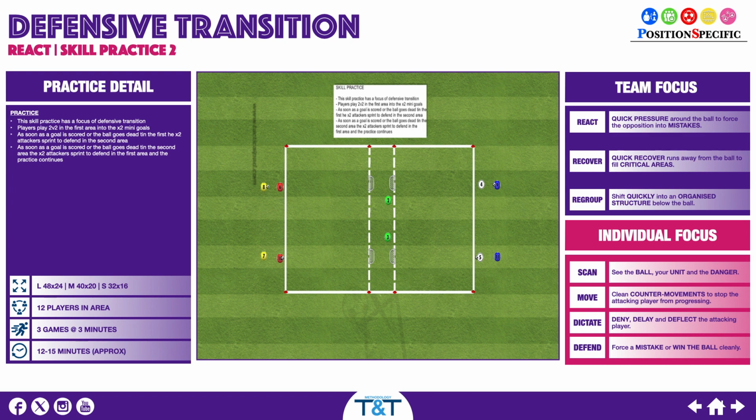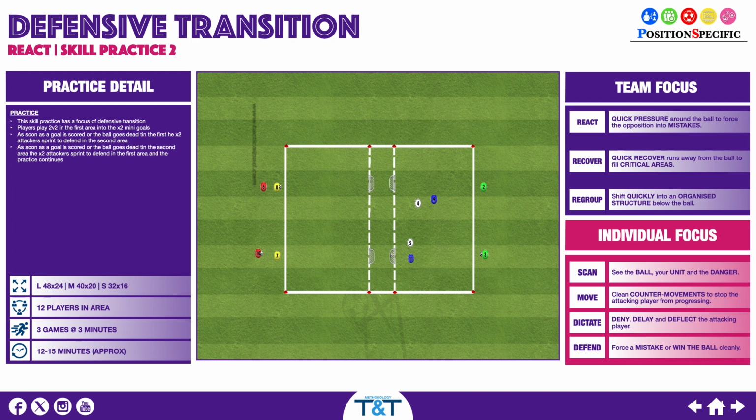And obviously once they've defended against the Reds and the Reds have scored a goal or the ball's gone out of play, then the Reds will run into the second area and defend against the Blues as well. So again, just a real little transition moment of a game where players are playing 2v2, nice and sharp, but in possession, moving to that defensive transition and out of possession, and trying to get them to react really quickly.